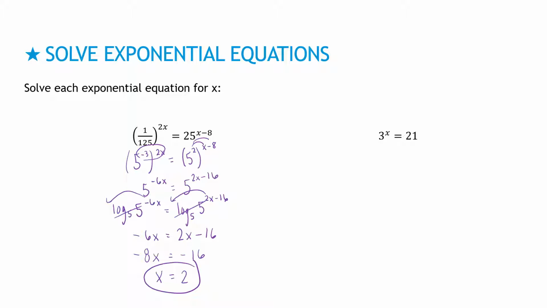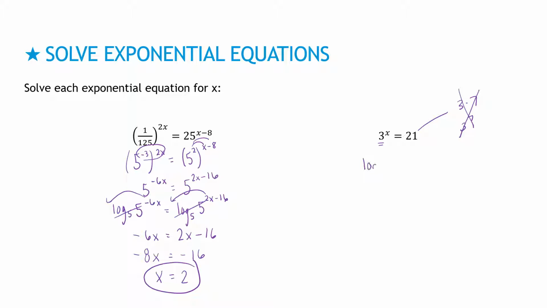Second one, I already have the 3 all by itself, so I don't have to worry about that. But because I can't write 21 as a base 3 number, and don't think, oh, 21 is 3 times 7, so I can write it as 3 to the 7th. That is so wrong that I can't even talk about it. So I have a base of 3.